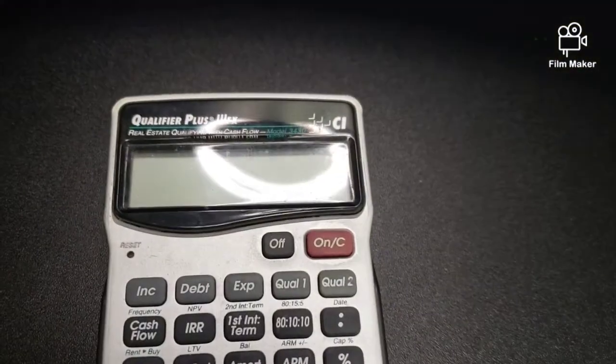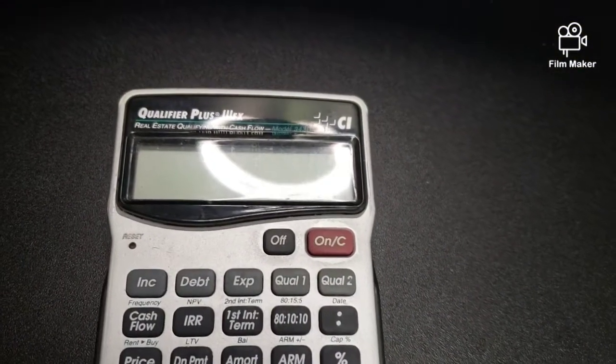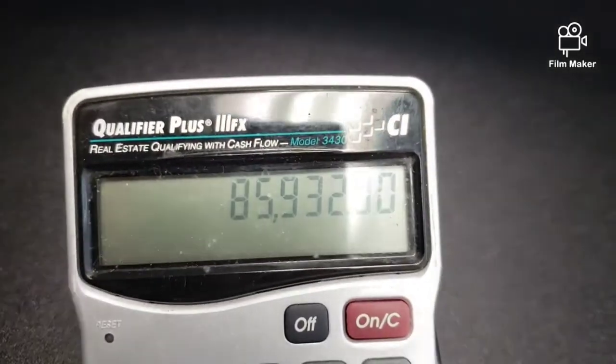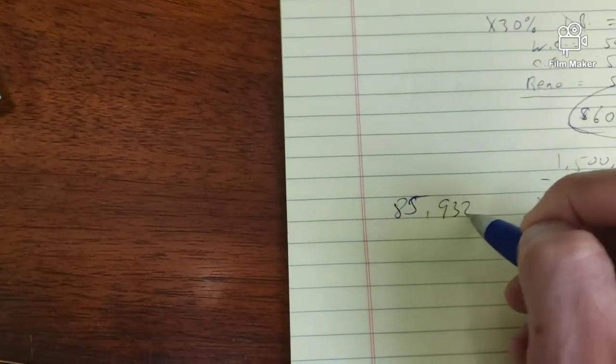So 7,161 times 12 leaves me with 85,900. So I bring it back here: $85,932 per year mortgage payment, right?